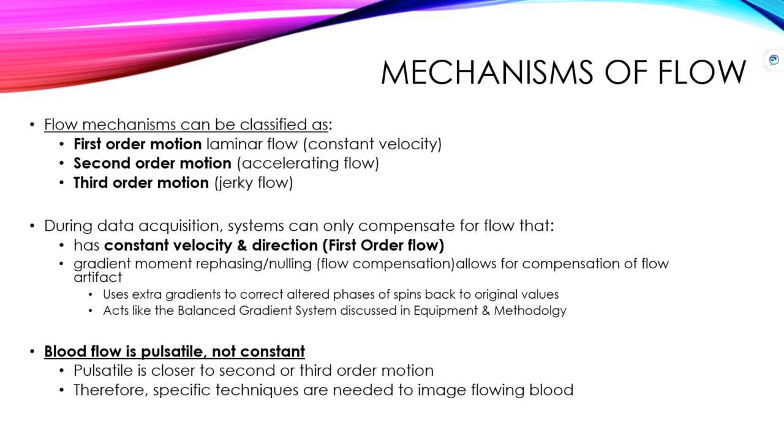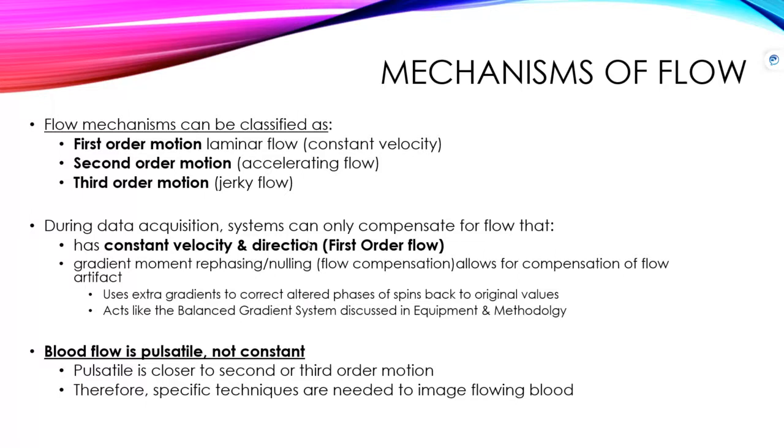Okay, so we talked about the 4 types of flow. So now we're going to talk about the flow mechanisms. Flow can be classified by the type or the mechanism. There are 3 types of mechanisms. First order, which is laminar flow. That's the most ideal type of flow, the constant velocity, constant direction. Second order motion, which is accelerating flow, and third order motion, that's jerky flow.